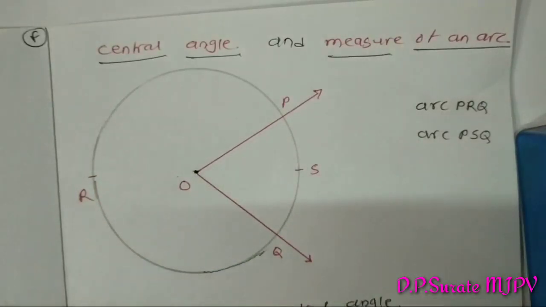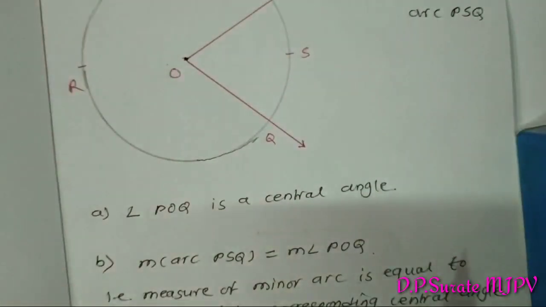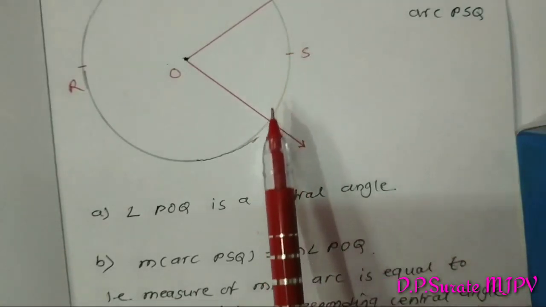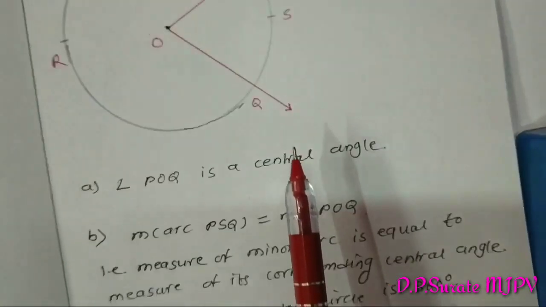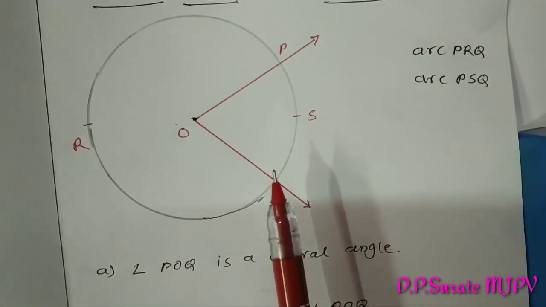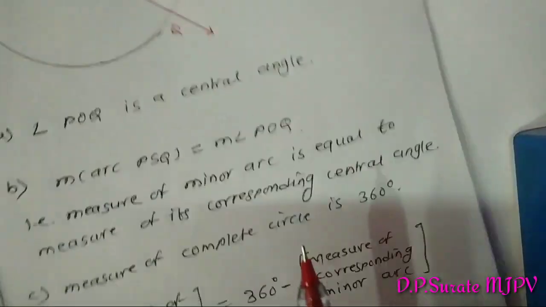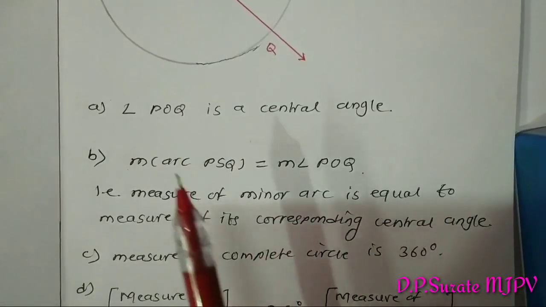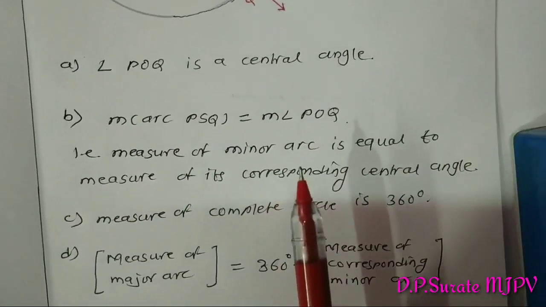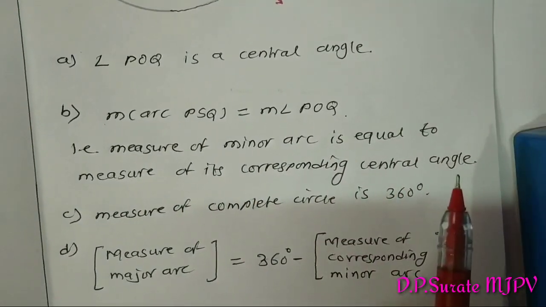Now here, the measure of the arc PSQ, this arc is the minor arc. Its measure is equal to the measure of the central angle. That is, the measure of the minor arc is equal to the measure of its corresponding central angle.